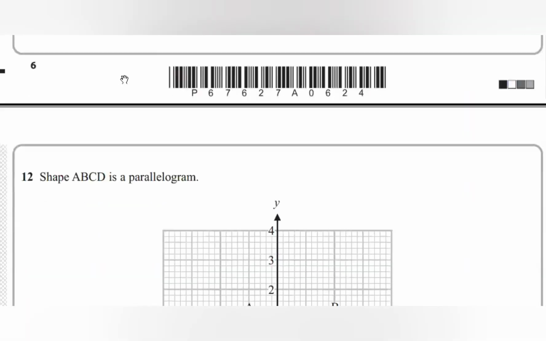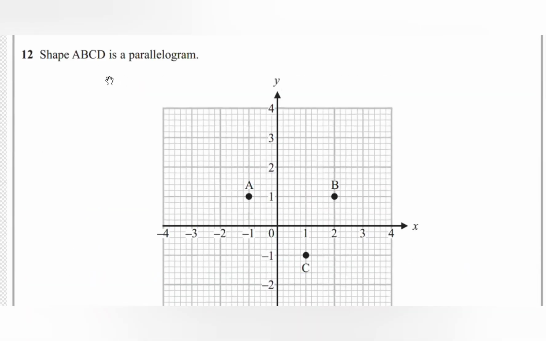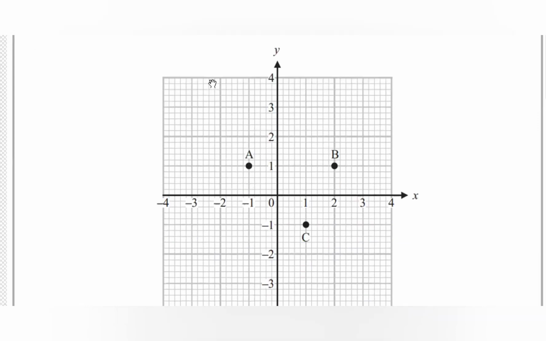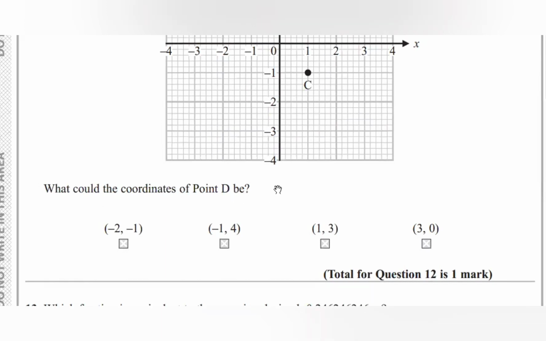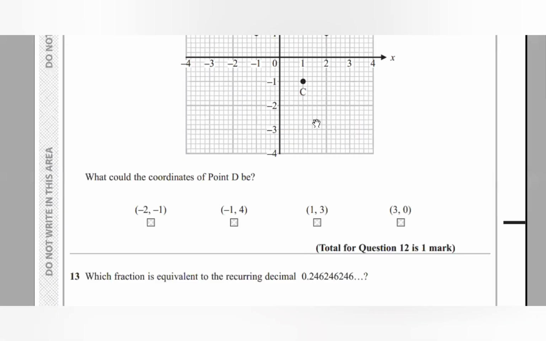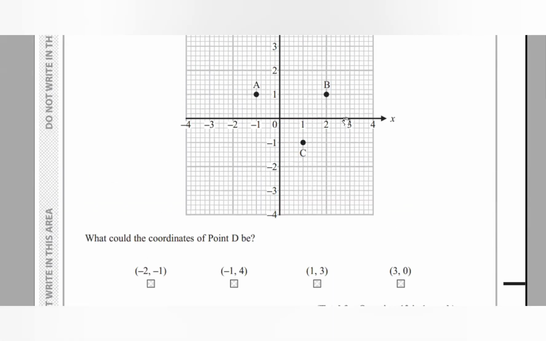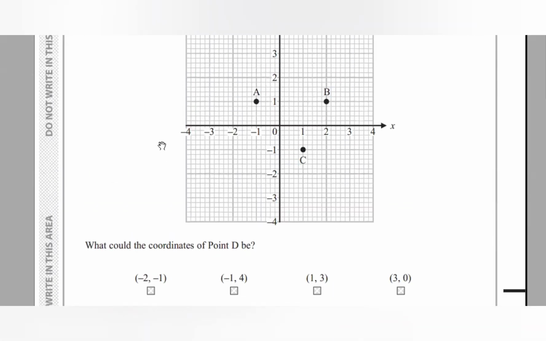Question 12. Shape ABCD is a parallelogram. Now we have ABC, we don't have the D. What could the coordinates of point D be? We're trying to find D to make it a parallelogram. Let's zoom out a little bit. Yes, like this. To make this shape a parallelogram, we have to follow the rules of parallelograms. Parallelograms look something like that, for example.